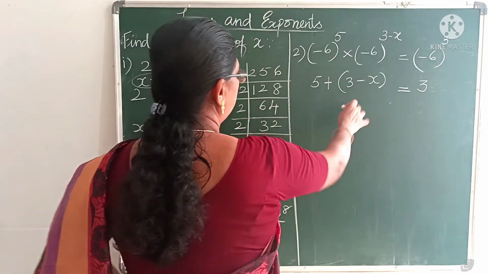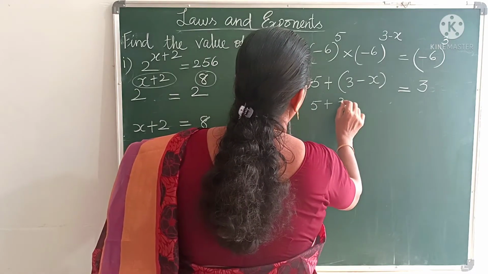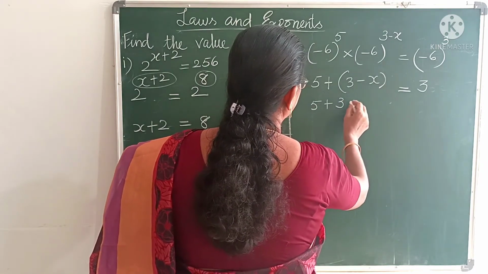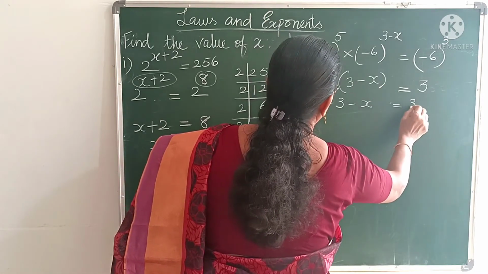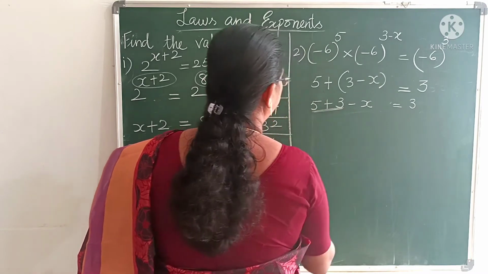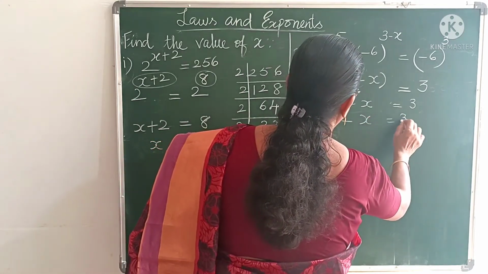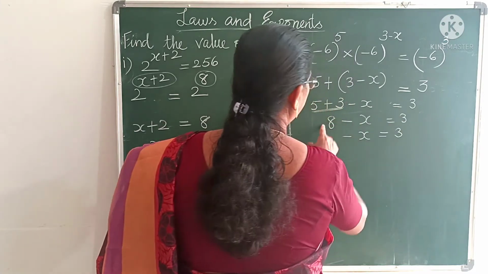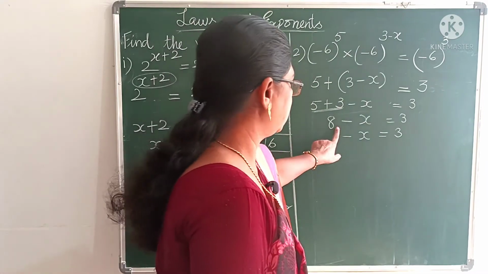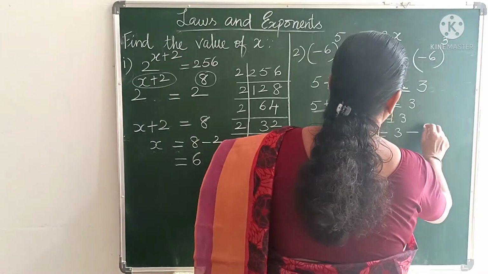Now let us remove the brackets. While removing the brackets, you take the terms as it is. 3 minus x is equal to 3. Simplify this one. 5 plus 3 is 8. 8 minus x is equal to 3. Bring this 8 to that side. It is positive, so when you bring it to the other side, it becomes minus 8.